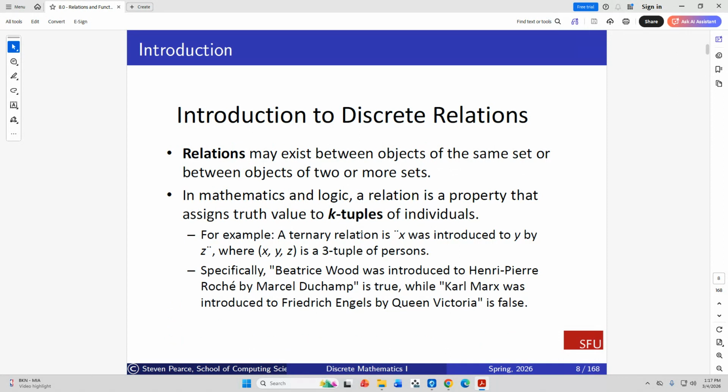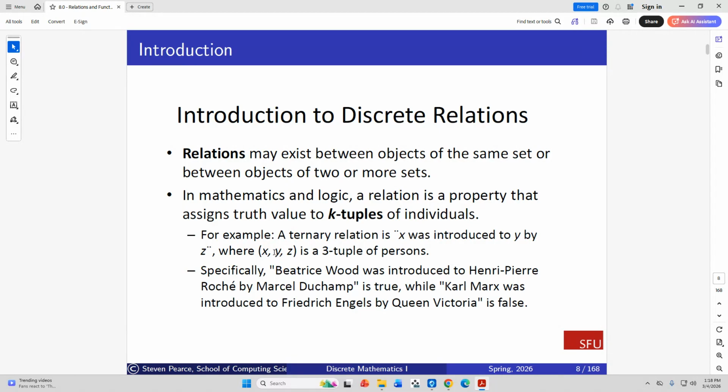In mathematics and logic, a relation is a property that assigns truth value to k-tuples. So what does that mean? It means ordered pairs, ordered triplets, ordered quadruplets, ordered k-tuples. Okay, triplets, k-tuples. An ordered pair is just simply something, or an ordered triple is something like this. So that's a three-tuple. Generally speaking, okay, this could represent our three-dimensional real space if this was x, y, and z as continuous variables.